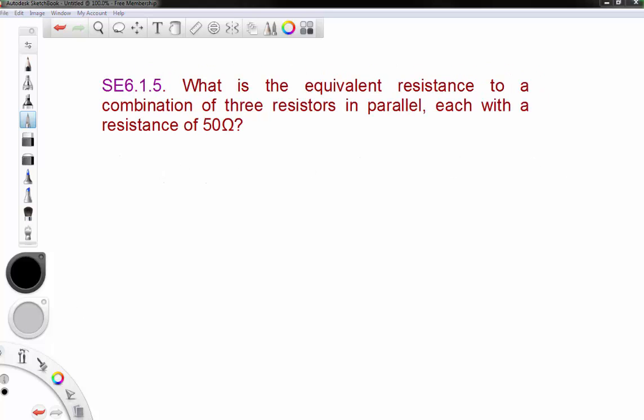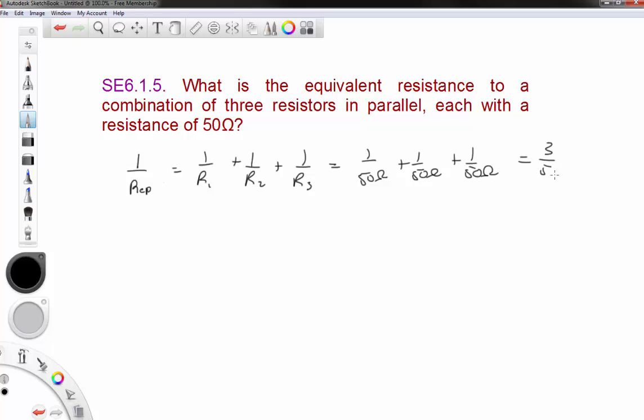It gets a little more complex if we put these in parallel, but again, you can use 1 over R equivalent in parallel is 1 over R1 plus 1 over R2 plus 1 over R3. Since we have numbers to plug in for each of these, we have basically 1 over 50 ohms plus 1 over 50 ohms plus 1 over 50 ohms, which is 3 over 50 ohms. And so you can take reciprocals of both sides to get that the equivalent parallel resistance is 50 over 3 ohms, which is about 16.7 ohms, 16.6 repeating.